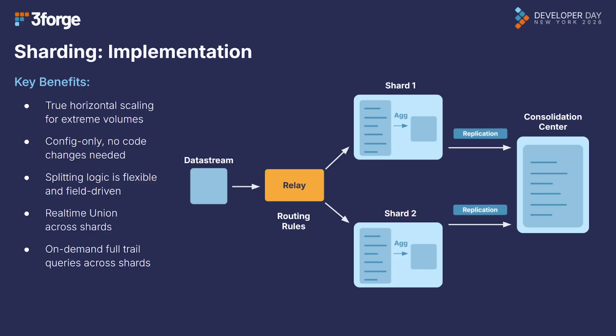First, you achieve true horizontal scaling with a very minimal number of configuration steps. The splitting logic here is flexible. You can make use of our AMI script methods to achieve complex filtering, different formulas, etc., to come up with your sharding logic. What you achieve here is something called real-time union. Even though you're working across massive amounts of data sets, you have a real-time unified view here. You can build real-time visualization. And if you want to take a look at the entire trail of a specific shard, you can always query on demand into each of these.